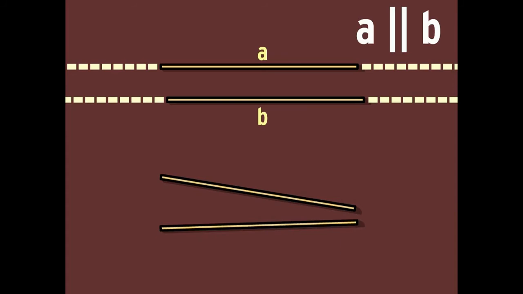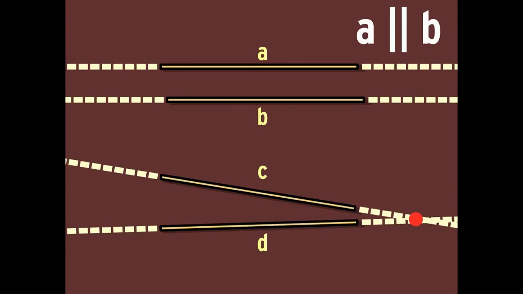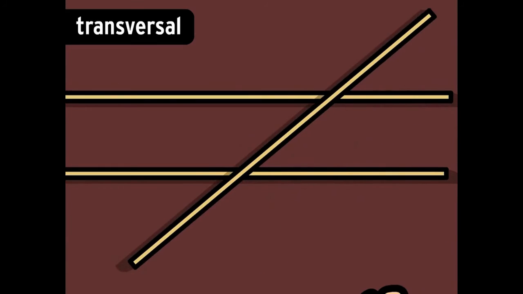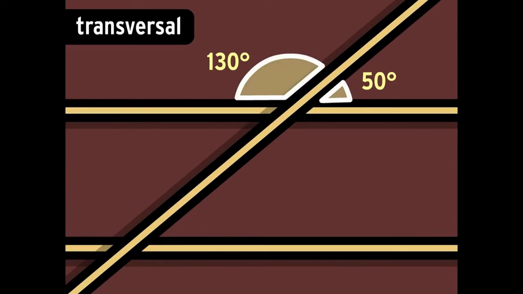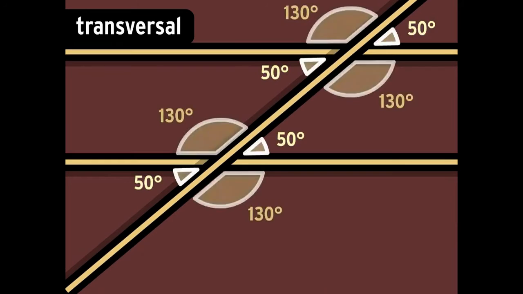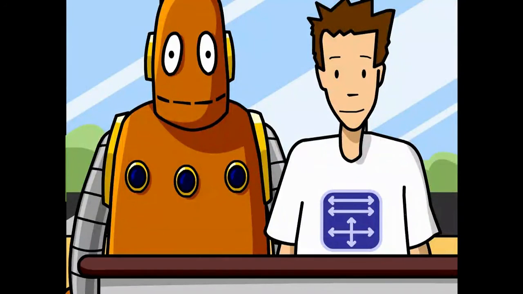We can call those lines C and D. If we extend lines C and D, we can see pretty quickly that they intersect. We can say that C and D are not parallel. Well, check this out. When a straight line crosses parallel lines, it's called a transversal. Where the lines meet, the adjacent angles add up to 180 degrees, and opposite angles are of equal measure. Yeah, neat, huh? So those are parallel lines.